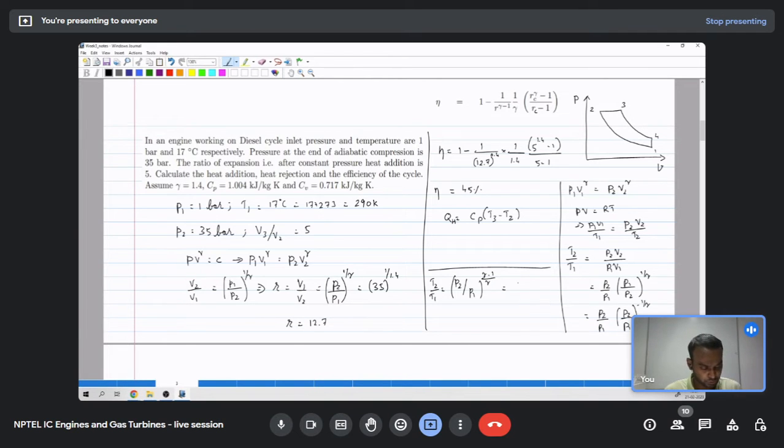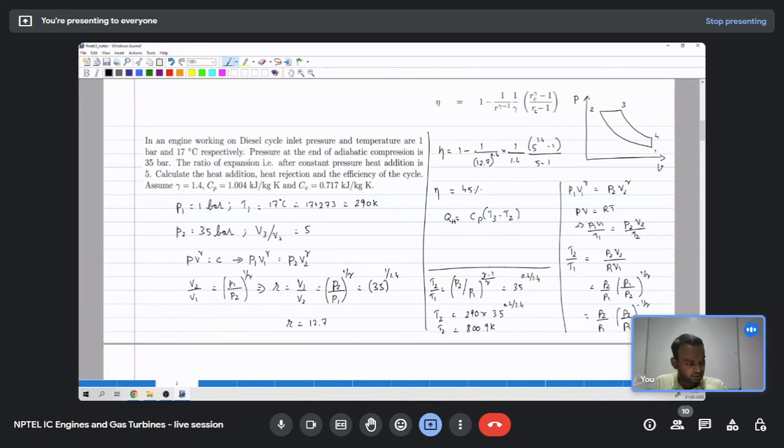So we know P2 by P1 is 35, so 35 power 0.4 by 1.4 will be the temperature ratio, and we also know that the temperature at state 1 is 290. So this is 800.9 Kelvin. So we have calculated the temperature at state 2.